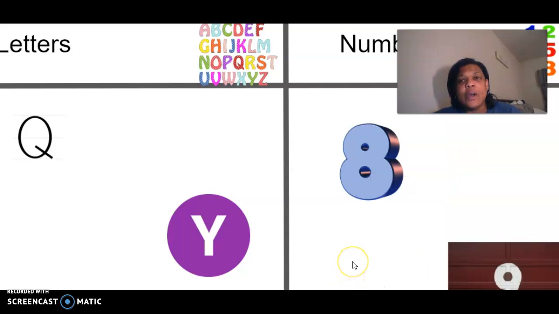Keep practicing. Most of you recognize what's the difference between letters and numbers, but if you don't, keep trying.